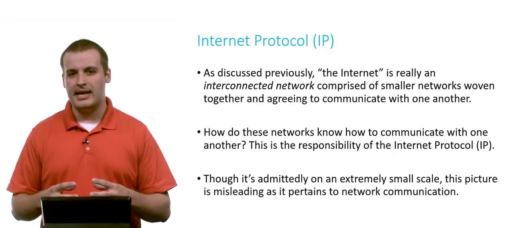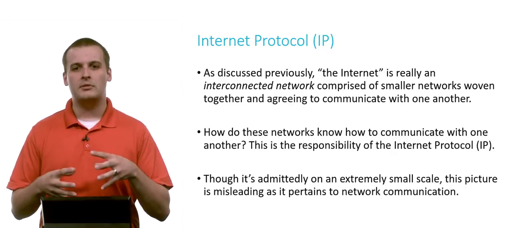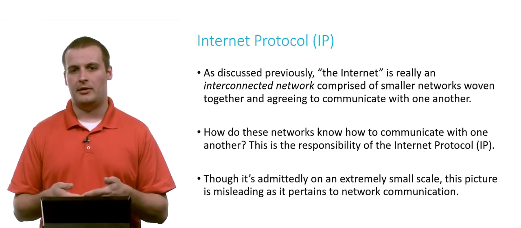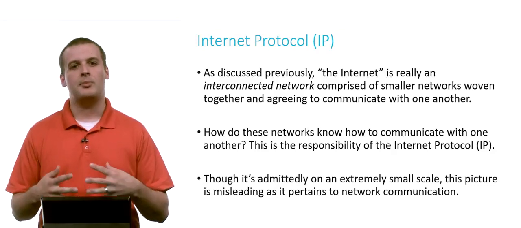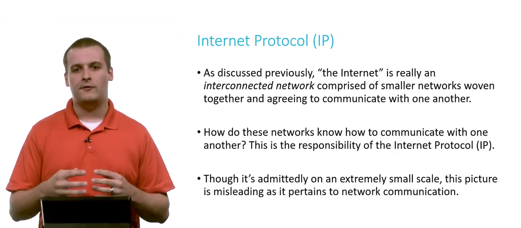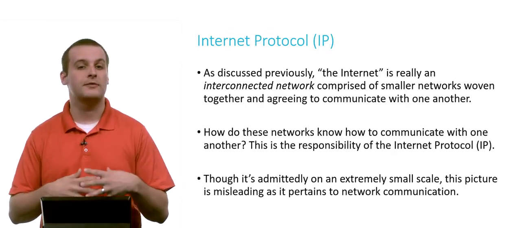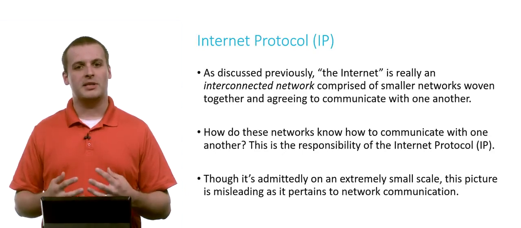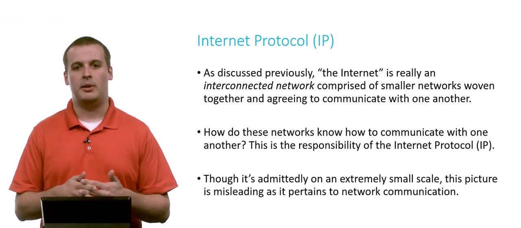So the internet, as I said, is an interconnected network, an internet, which is really just several networks woven together and agreeing somehow to communicate with one another. What is this somehow I'm talking about? Well, this is the Internet Protocol. This dictates how information is transmitted from point A to point B. And this is sort of a condition of joining the network of the internet, is agreeing to follow this protocol when information needs to be moved from point A to point B.